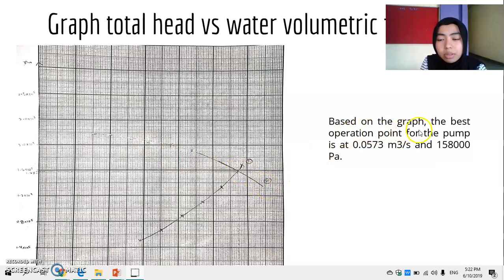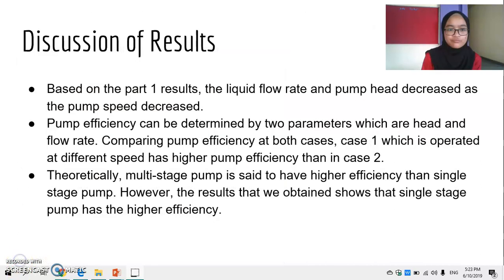So based on the graph, the best operation point for the pump is at 0.0573 meter cube per second and 158,000 pascal. So based on the part 1 results, the liquid flow rate and pump head decreased as the pump speed decreased. And this is because when the valve is closed, flow decreases because pressure drop across the valve increases. And this will cause the total head of the system to increase as well.